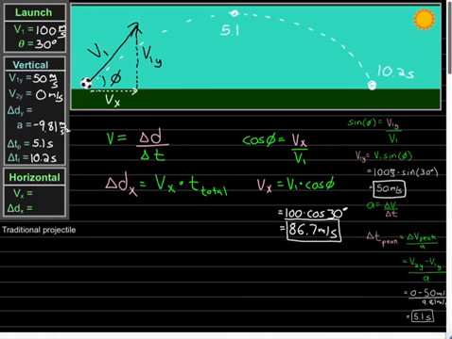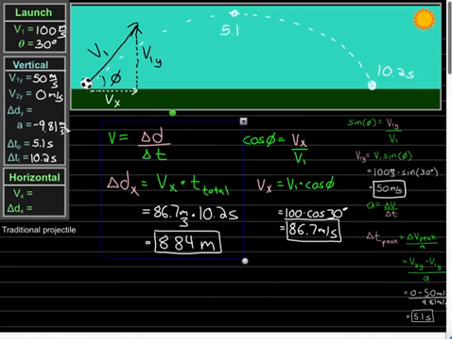All right. So now with that information, we can now say that this object is going to travel 86.7 meters per second times 10.2 seconds. That's how long it's in the air. And when we calculate that, 86.7 times 10.2, we get 884 meters. That's a really long, it's a big soccer kick. All right, so that's the range of this soccer ball. That's how far it's going to go.